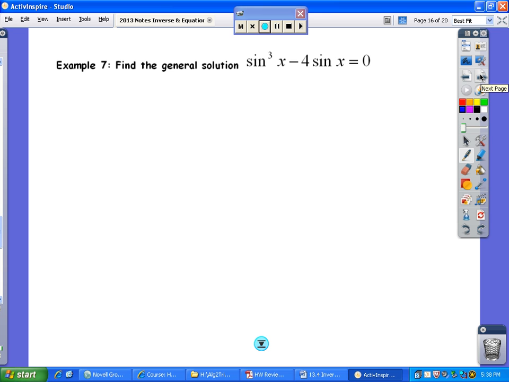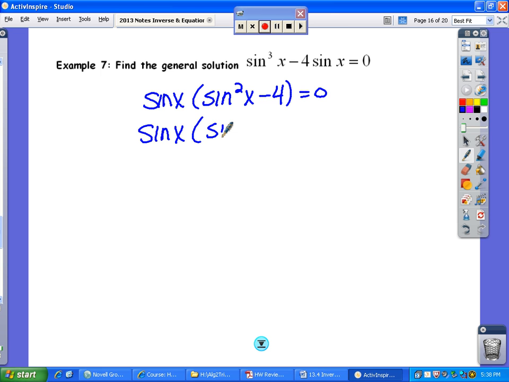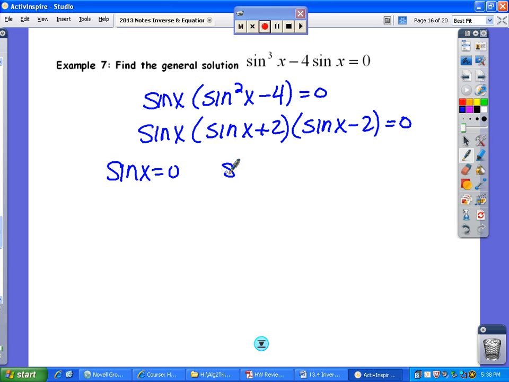All right, find the general solution. We've got a factor here. Let's factor out a sine of x. So we're left with sine squared x minus 4. This is a difference of squares, so factor again. So I got sine x plus 2, sine x minus 2. Use the zero product property. So sine x is equal to 0, sine x is equal to negative 2, and sine x is equal to positive 2.